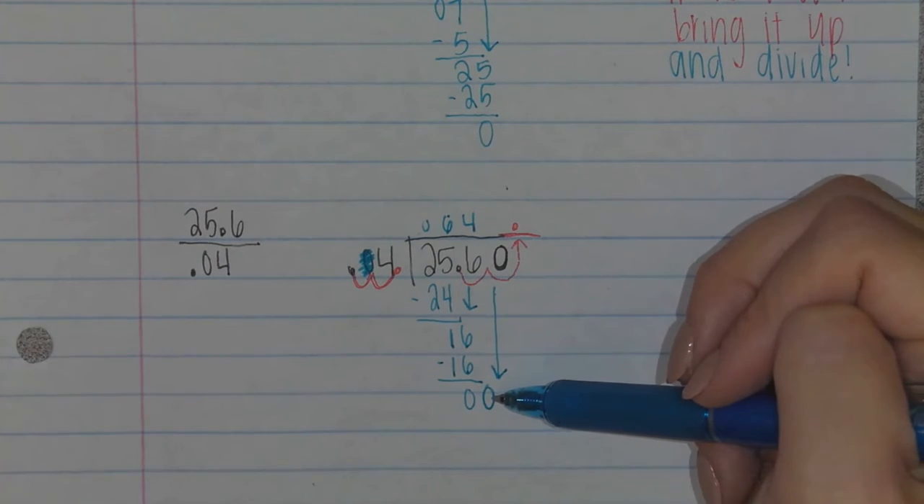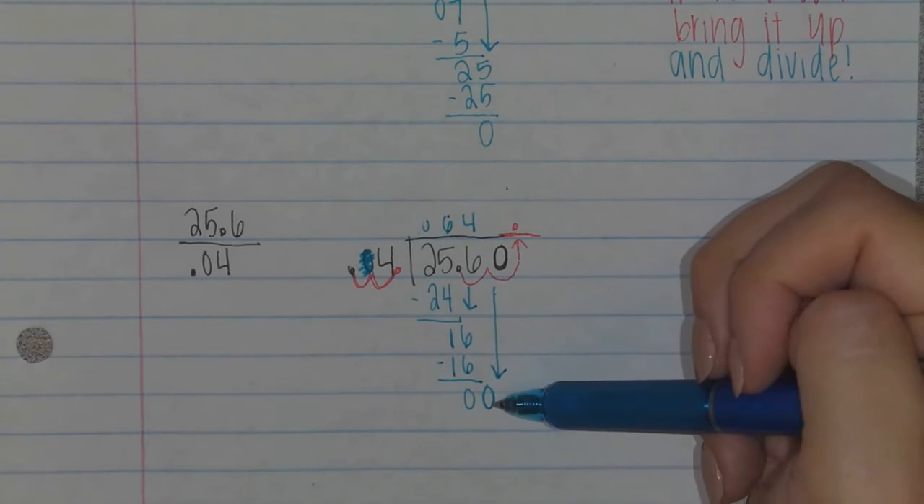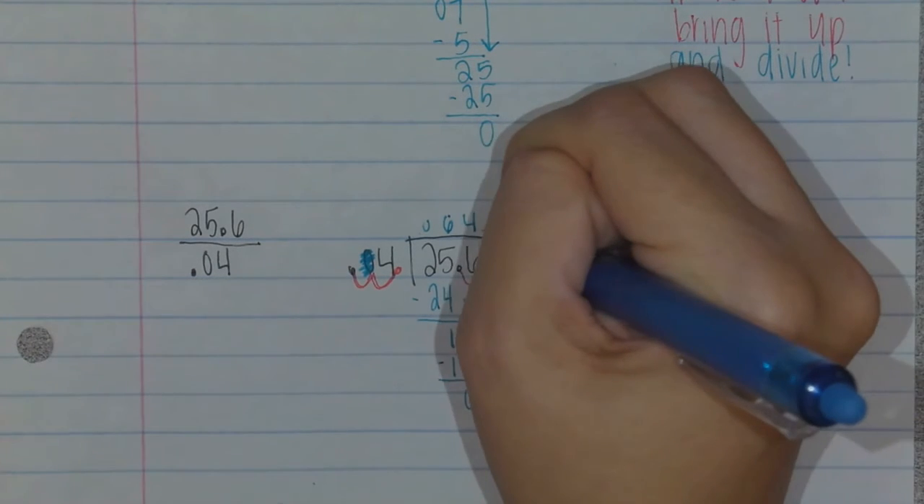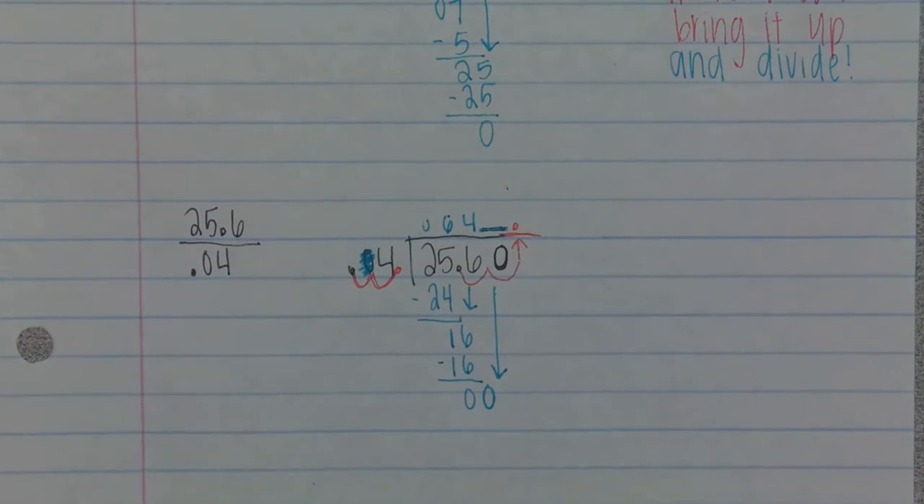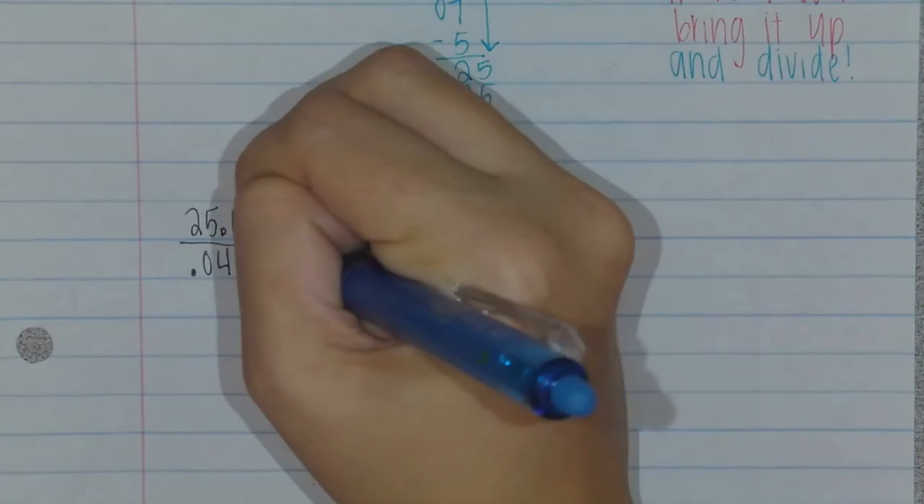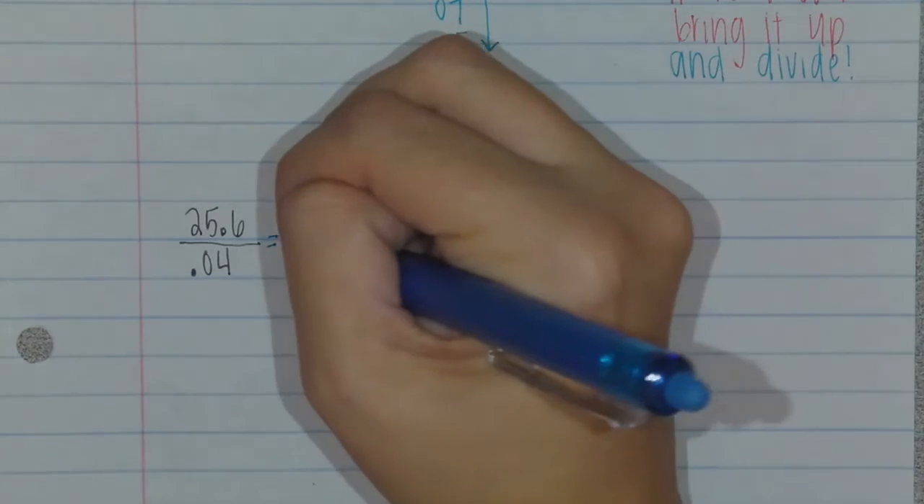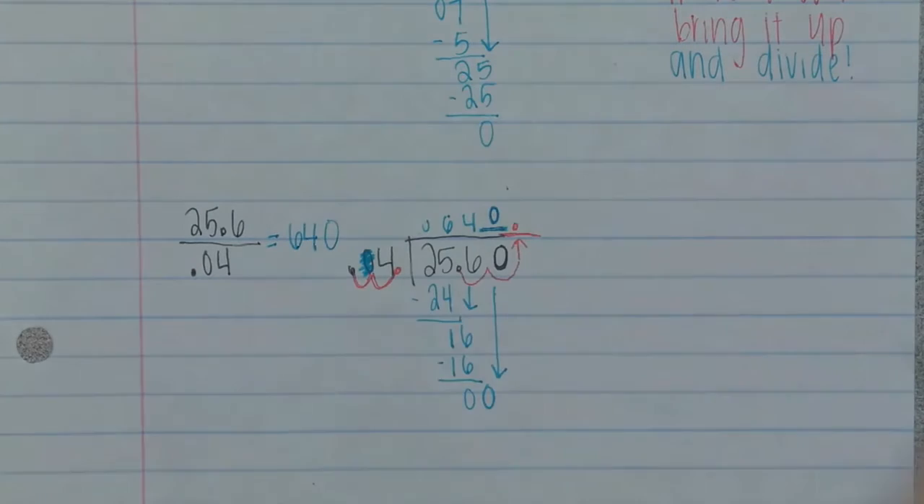And you might be thinking, well, Miss Smith, if it looks like I have a remainder of 0, I should just be done and my answer is just 64. But again, I have this really big gap right here in between the 4 and the decimal. And what fills that gap is a 0. So my quotient of 25 and 6 tenths divided by 4 hundredths is 640.